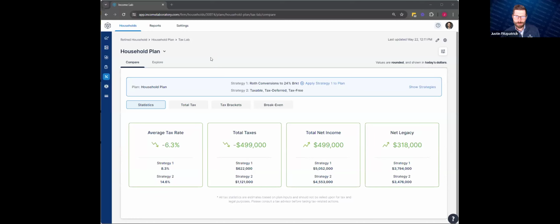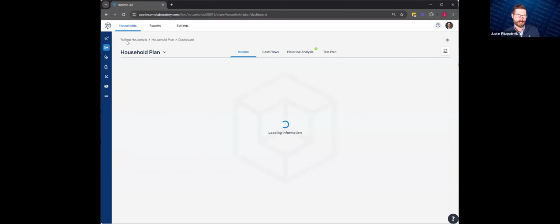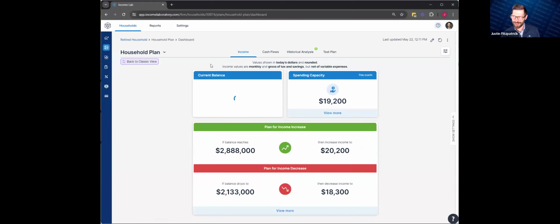Just for those who maybe haven't seen Tax Lab before, let me give you a little bit of a feel for what you're looking at here and what Jason's been referring to over the last little bit of the conversation. So this is just a plan. I think this is one of the examples that you can load into Income Lab if you wish. It's called the retired household. Very creative name, I know.